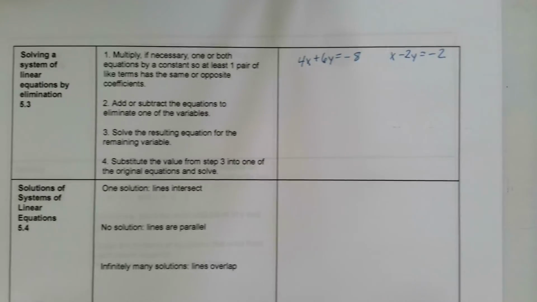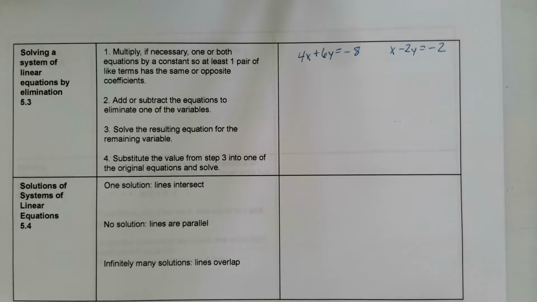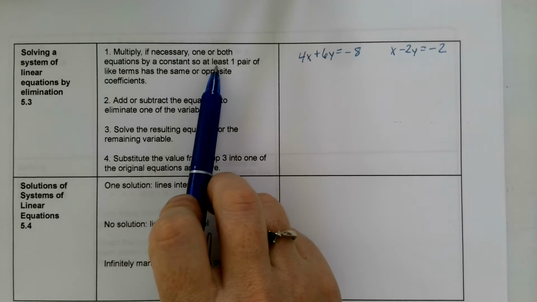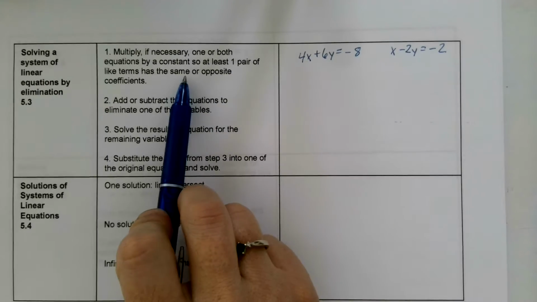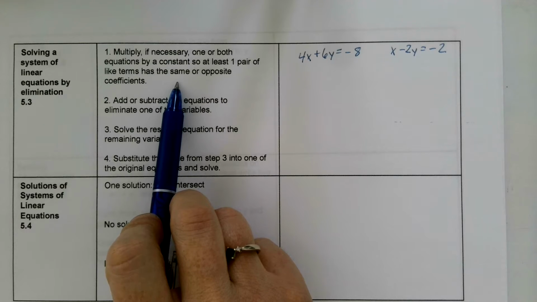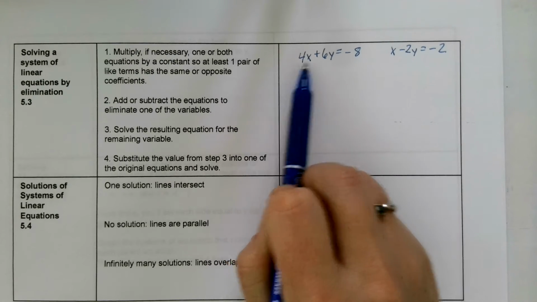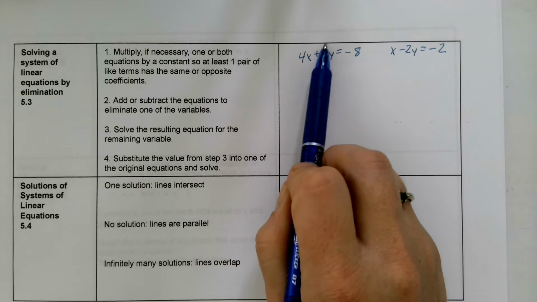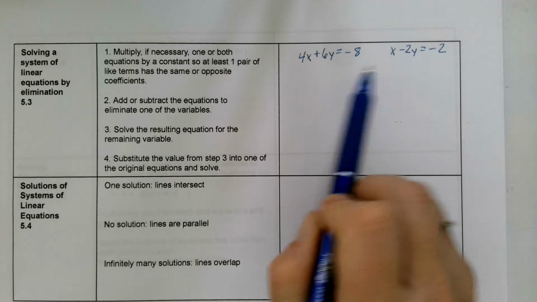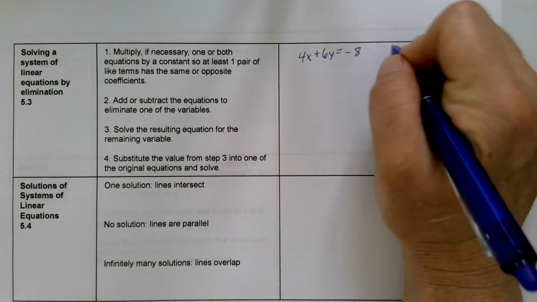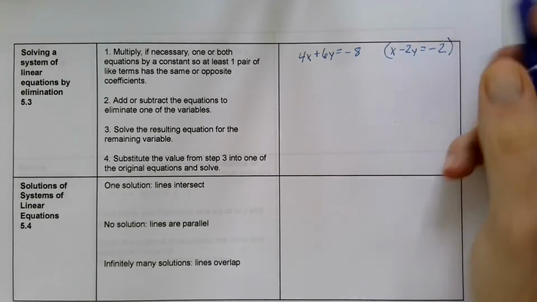Now, I'm going to teach you how to solve linear equations by elimination. Step 1 is multiply, if necessary, one or both equations by a constant so that at least one pair of like terms has the same or opposite coefficients. Meaning you're looking for the opposite. So do you see a -4x somewhere? Or do you see a -6y somewhere? I don't.